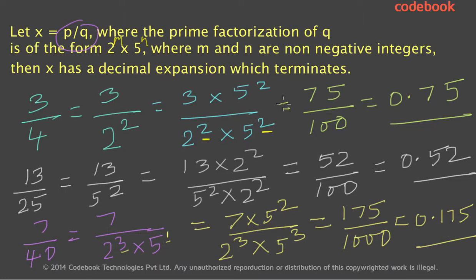So as you observe, now we have successfully proved that if there is a number that can be expressed in the form of p by q, and q can be factorized as 2 power m times 5 power n, then that has to be a rational number with a terminating decimal expansion.